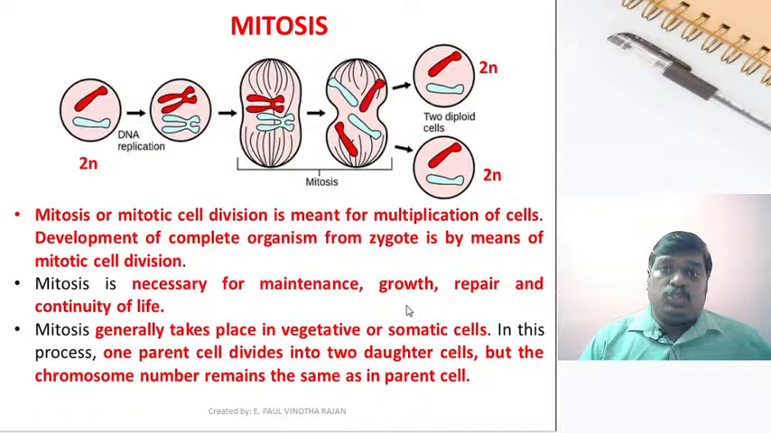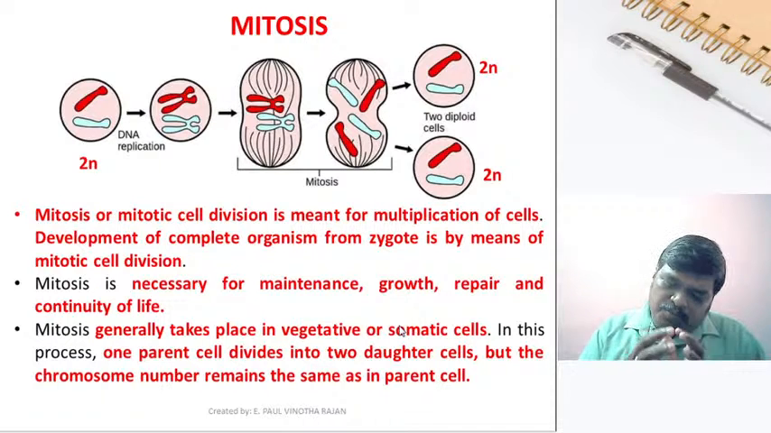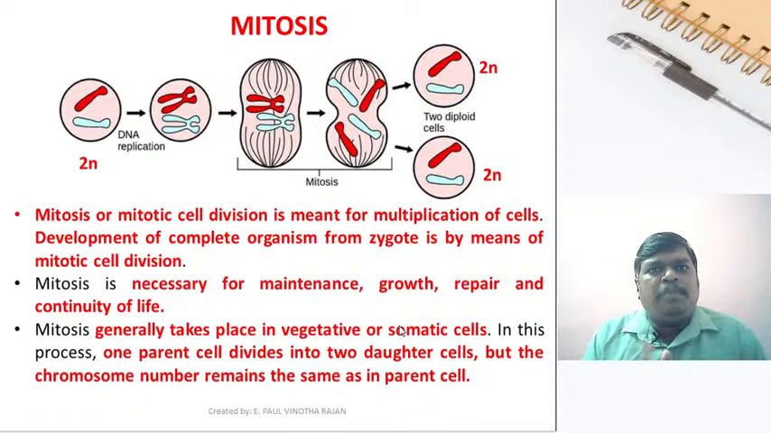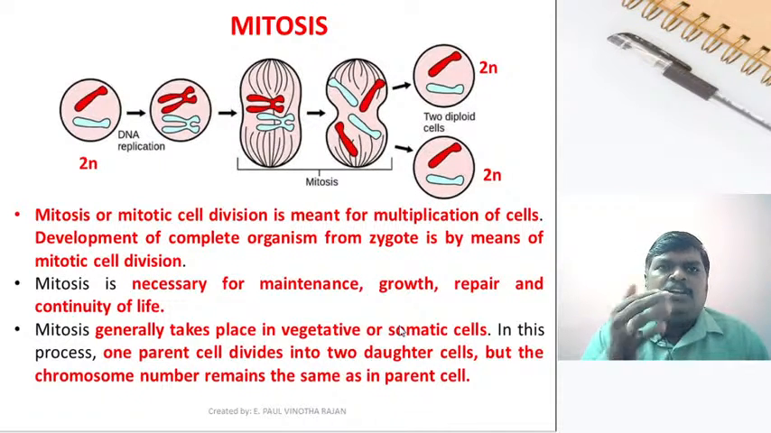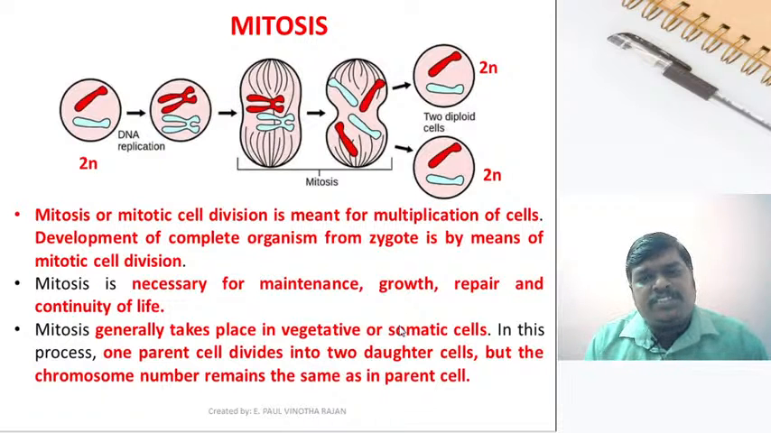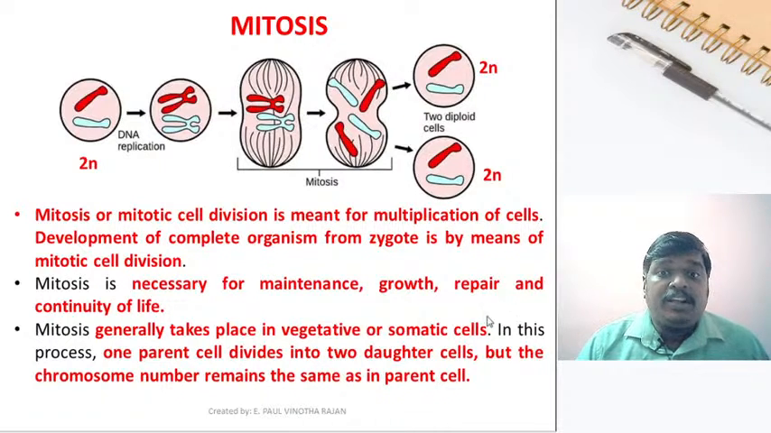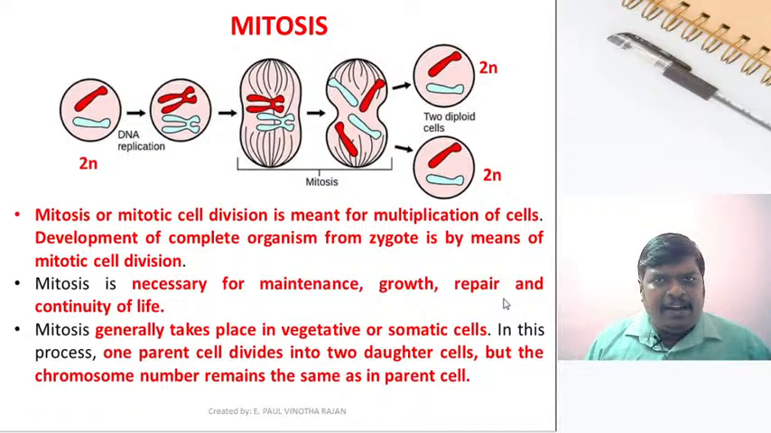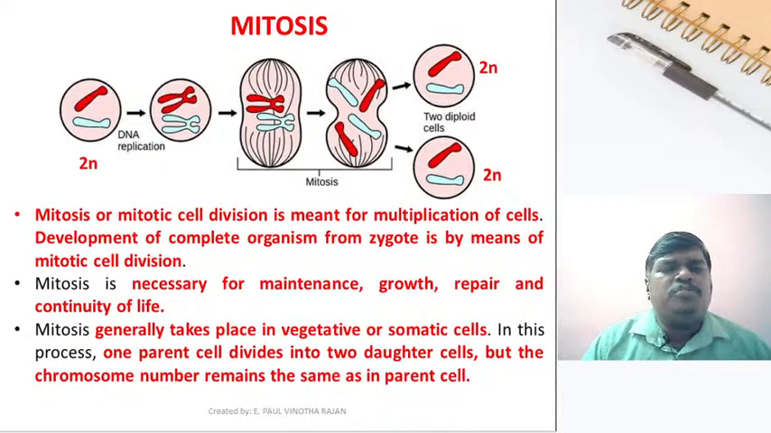Next is growth, from small to big. For example, at the time of birth the weight is probably around 3 to 3.5 kg. Now if I ask your weight, 40 kg, 50 kg, sometimes 60 kg, that is because of the growth process. Similarly, repair. If there is an injury in the body, the cells get repaired. That repair is also because of the mitosis process.